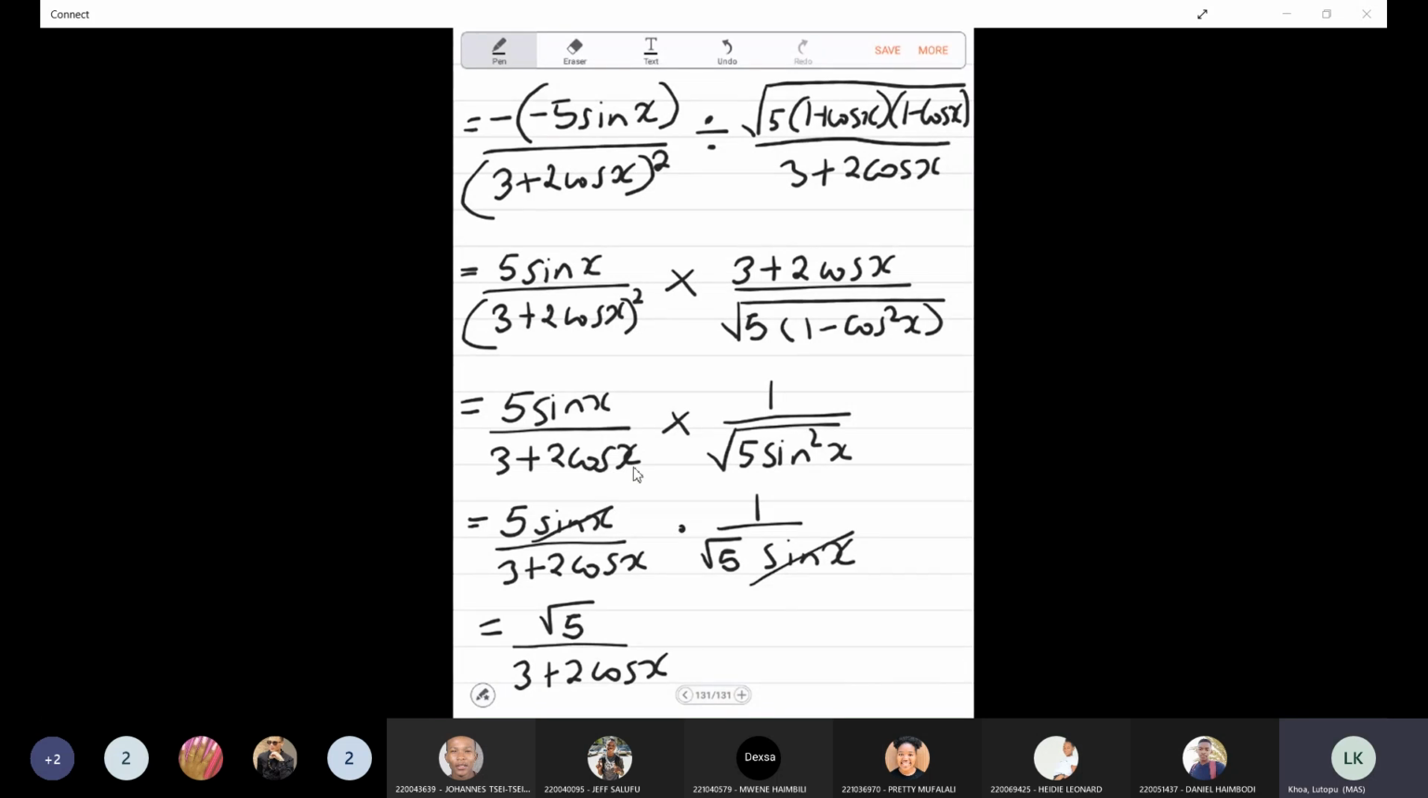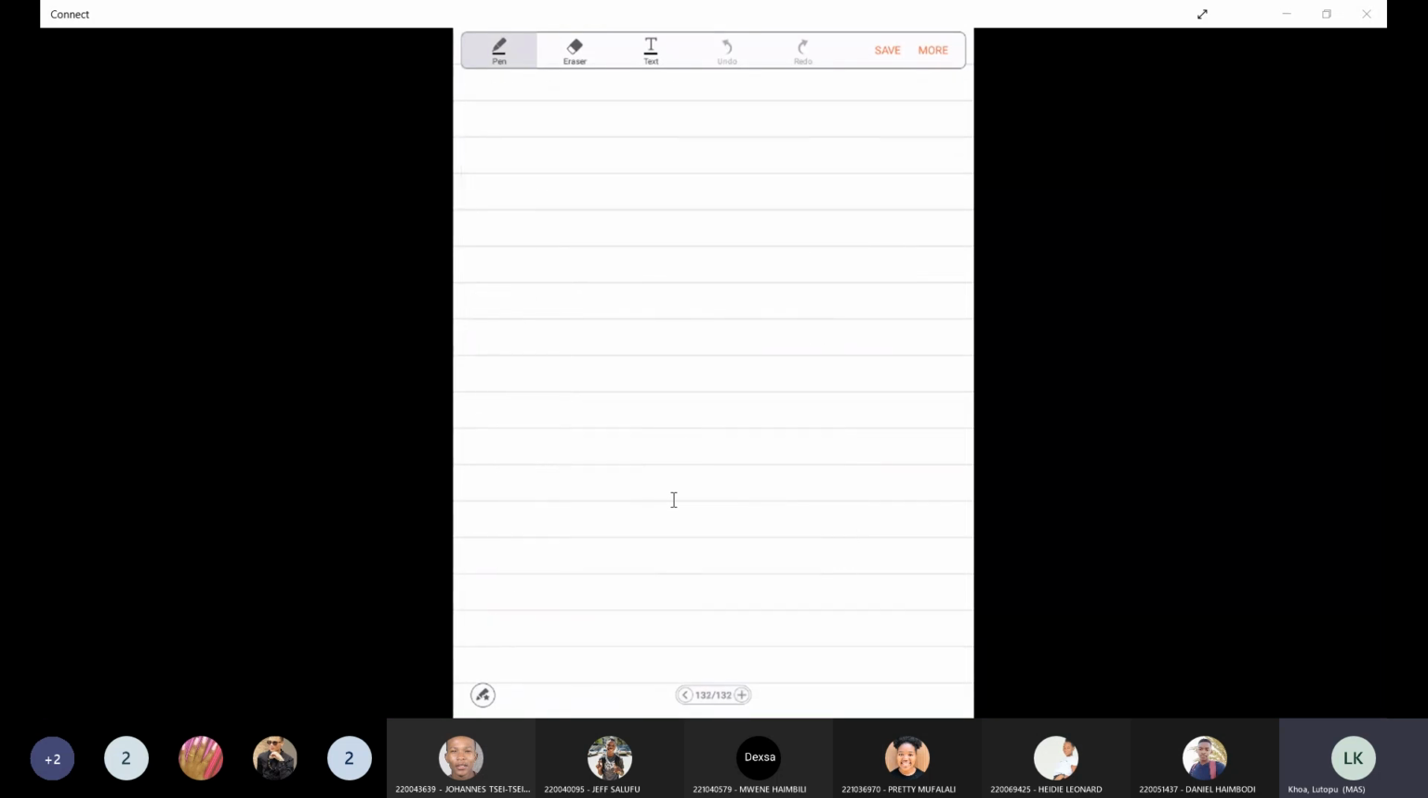Then 1.4, again, we have y is equal to 1 plus the hyperbolic tan of x over 1 minus hyperbolic tan of x, and then we have to show that the derivative is equal to 2e to the power of 2x. So this is 1.4. We have y is equal to 1 plus hyperbolic tan of x over 1 minus hyperbolic tan of x. Then we have to find the first derivative.